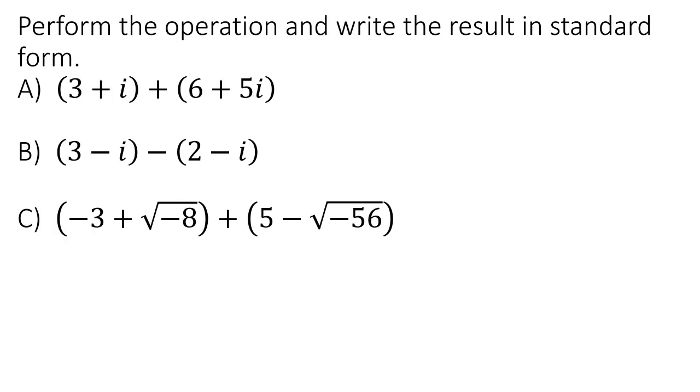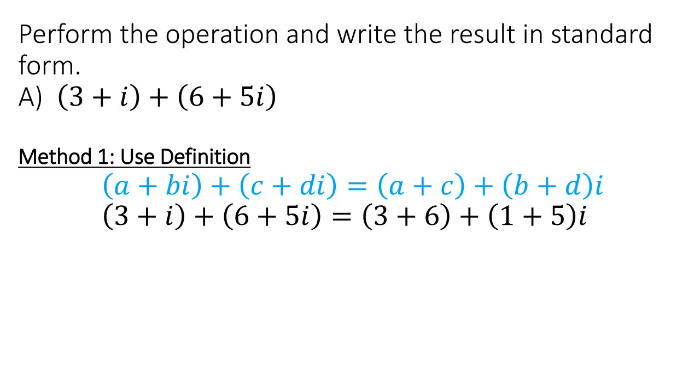Okay, so let's do these A, B, and C. Let's start with A. A is 3 plus i, my first complex number, and I'm going to add it to the second complex number, which is 6 plus 5i. Here, using the definition, it doesn't matter which one is first. I could have flipped it, but it doesn't matter. So in this case, my 3 would be my A. Here, my B would be 1 for the first complex number. In the second complex number, the C would be the 6, and the D would be the positive 5.